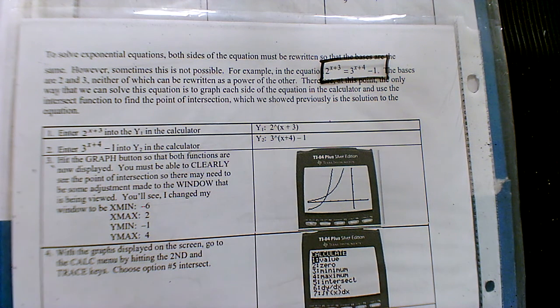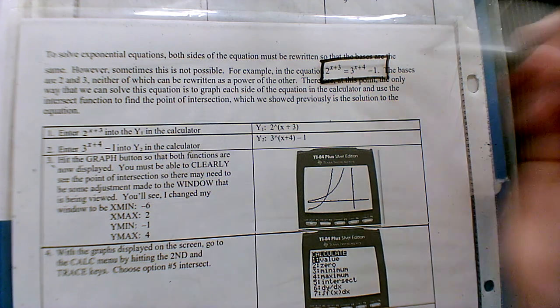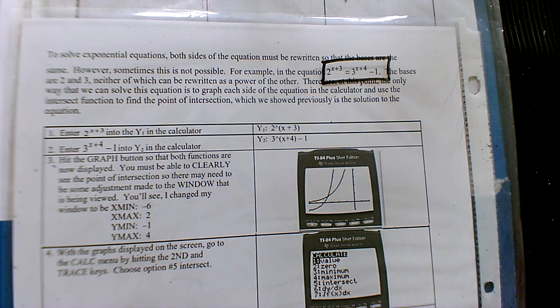Probably not, because a base of 2 is already simple and a base of 3 is already simple. You can't rewrite one to get the other. So unfortunately, we don't have the algebra skills necessary just yet to figure this one out by hand because we can't get the bases to be the same.